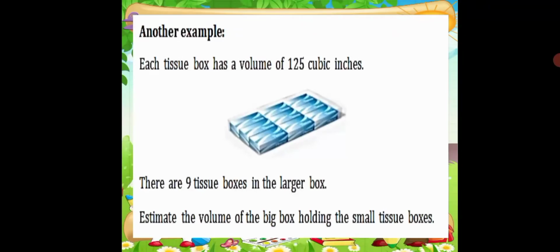Another example: each tissue box has a volume of 125 cubic inches. There are 9 tissue boxes in the larger box. Estimate the volume of the big box holding the small tissue boxes.